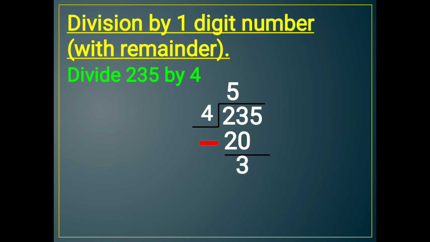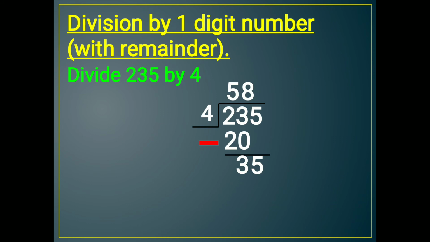Now look here, 3 is smaller than 4. So 3 is not divided by 4. So next digit, that is ones place digit, that is 5, you will write downwards, and now look here, it is 35, and 35 is easily divided by the 4. So read the table of 4 nearest to the 35. 4 8s are 32. Okay, so it will go 8 times.